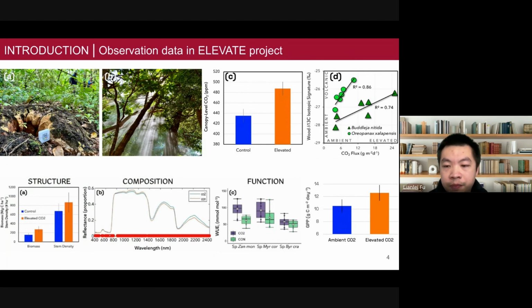Moreover, the geological CO2 source has a distinct isotopic signature, which allows us to track the CO2 exposure at an individual tree level over both space and time. CO2 fertilization affects tropical ecosystem structure, composition, and functions. Elevated CO2 sites have higher biomass, stem density, GPP, and water use efficiency than other ambient CO2 conditions.